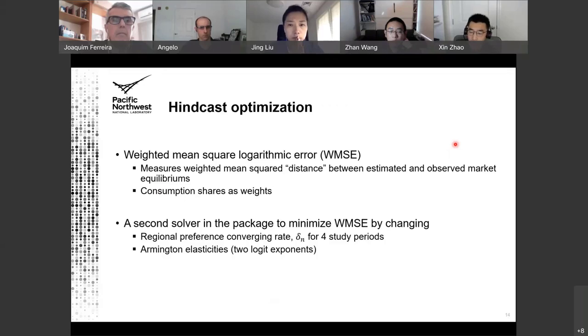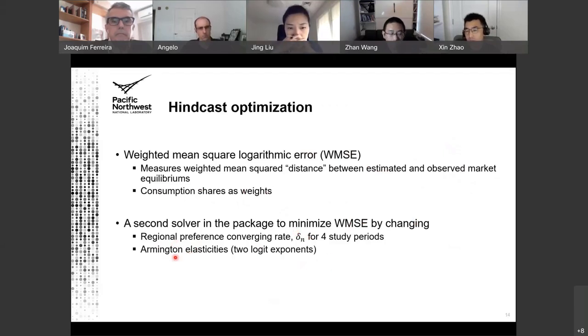We tested different error terms here and different weights in the paper. But this one is essentially measuring the distance between estimated and observed market equilibriums. And we are using this consumption shares as weights in this calculation. So there's an additional solver in this package to minimize this error by changing the key parameters we are exploring here.